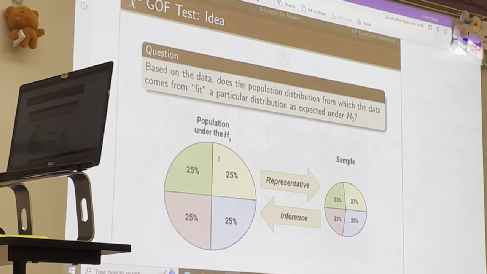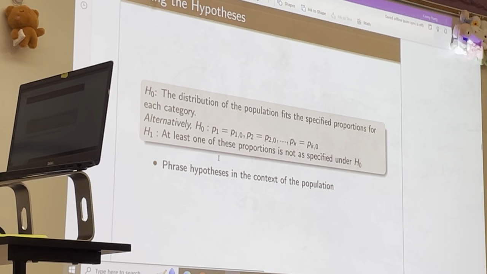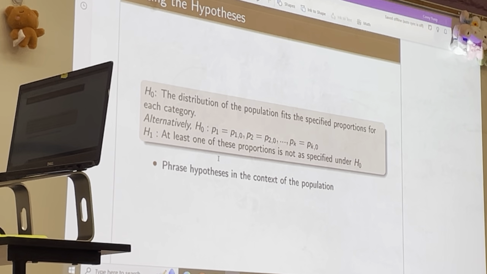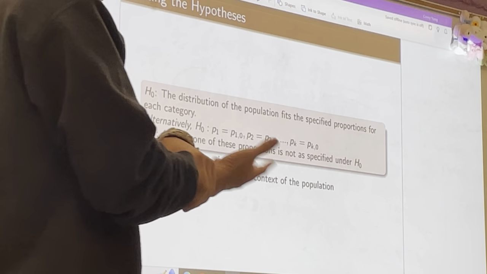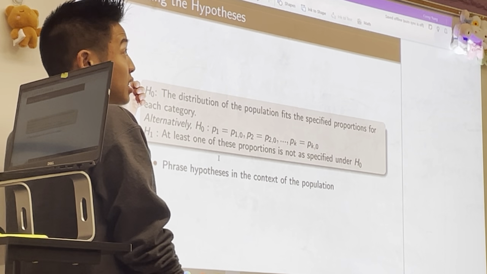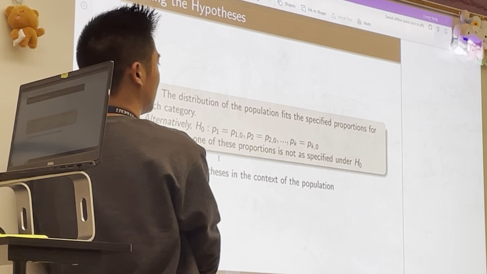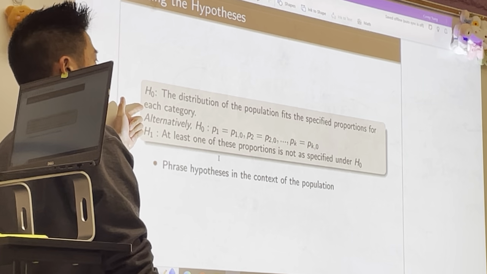Okay, so that's the problem. The hypotheses are as such. The null hypothesis, and again, we don't have any parameters here. Right? There is no mu, there's no p. There is no statistic really that we're using as an estimate. So in this situation, the hypotheses can be stated in words. There's many ways in which you can write this, but the gist of what the null hypothesis should say is that the distribution of the population fits a specific distribution of proportions in each category.